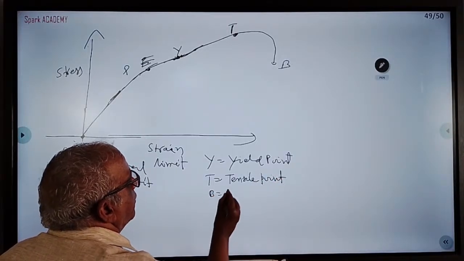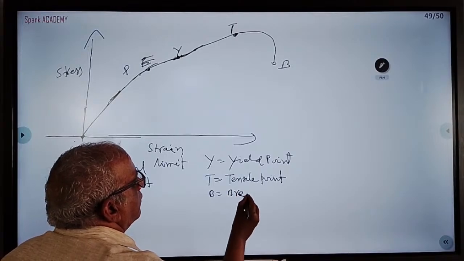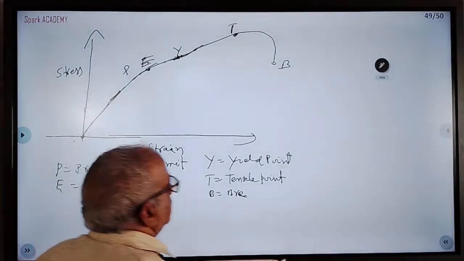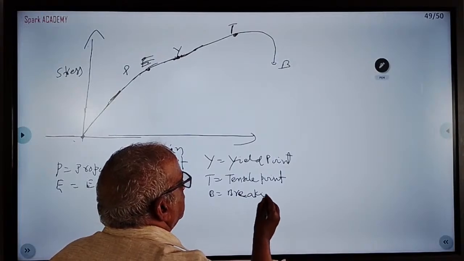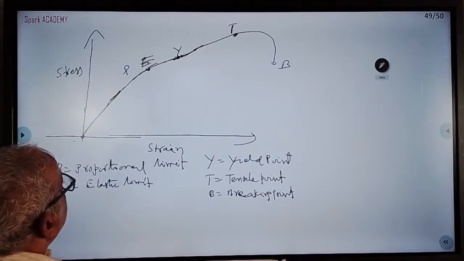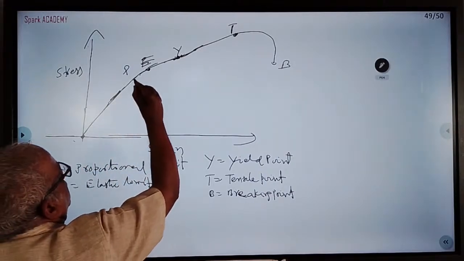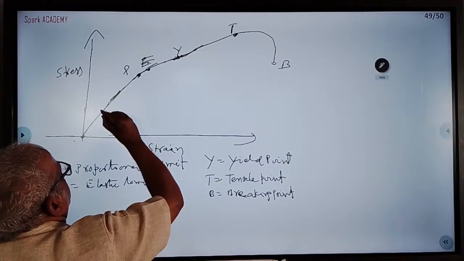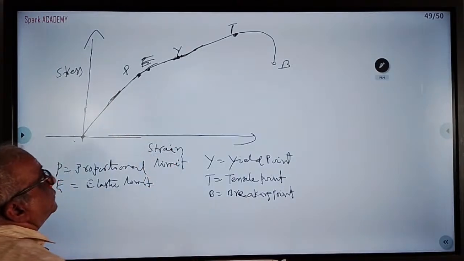B is called breaking point. Up to P is a straight line actually.